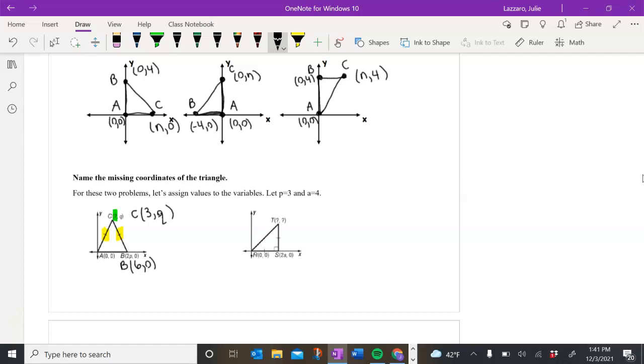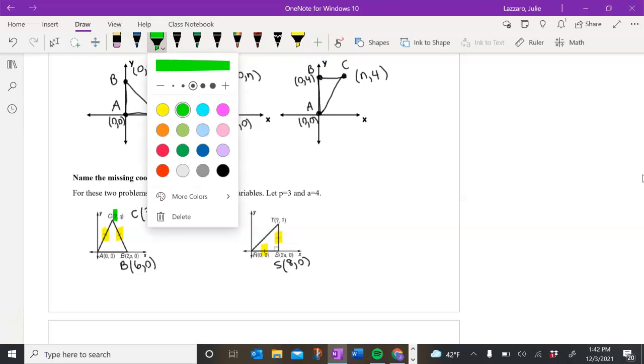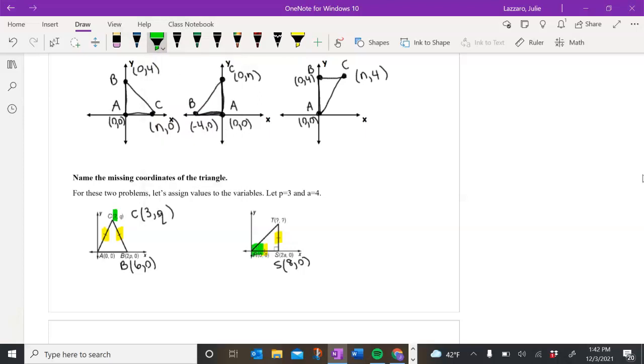Okay, now for this one over here, we said, all right, we're going to let A be 4. So I'm going to come down here and say, okay, 2 times 4 is 8. So point S is at 8, 0. Again, we know that we've got 2 congruent sides here, and we have a right angle, okay? So the length of this leg down here is 8 units, right?